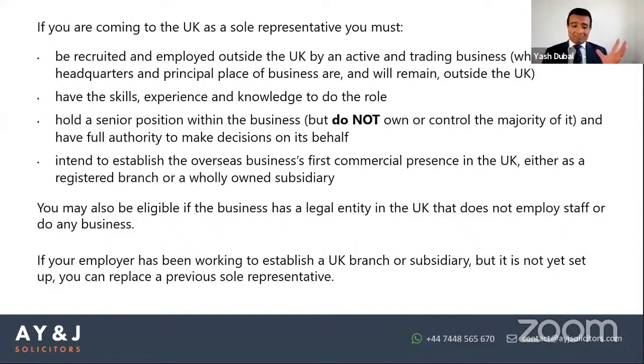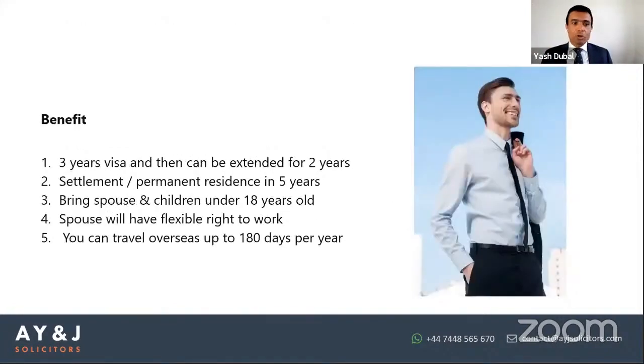So that's very top level information around the sole representative visa. Now look at the benefit. The benefit is you get a 3 year straight visa, and then after that you can extend it for 2 more years. And after a total of 5 years, you get permanent residency in the UK. And after another year, you may qualify for British citizenship.